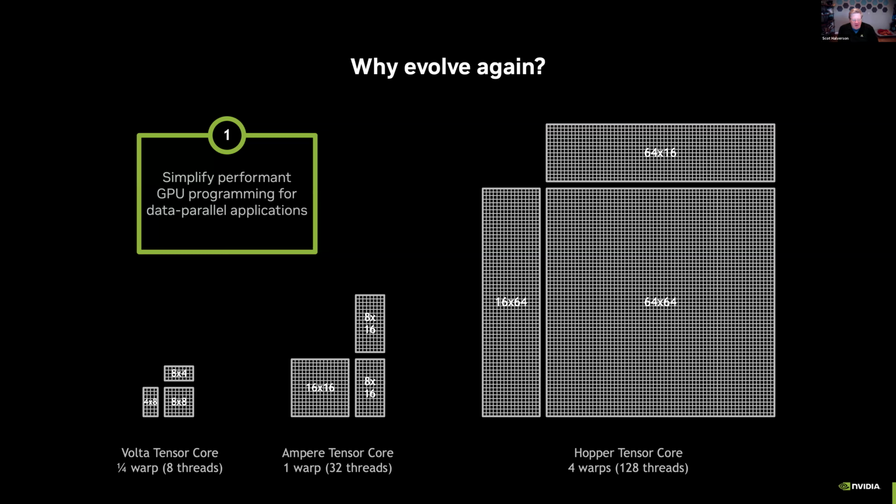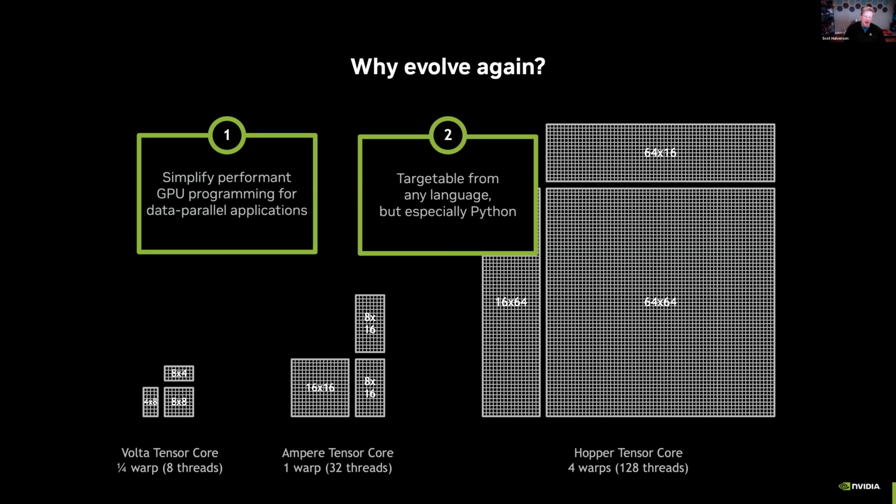But the idea here is that we want to simplify performant GPU programming for data parallel applications. And we see a lot of that, right? This is particularly common in the AI world. PyTorch is effectively what we're seeing lots of adoption on, and it's why Triton ended up being as popular as it is. These are common paradigms for applications that use accelerators.